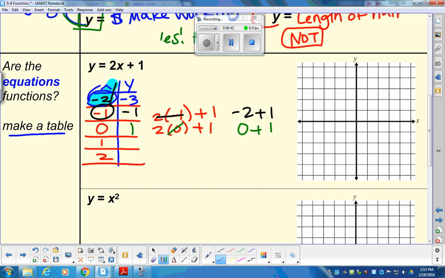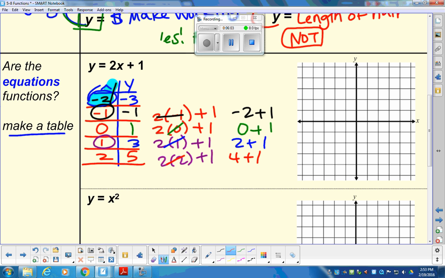We then have 1 go in. 2 times 1 plus 1. 2 times 1 is 2, plus 1 gives me an output of 3. And then we have 2 times 2 plus 1. So we have 4 plus 1, output is 5.